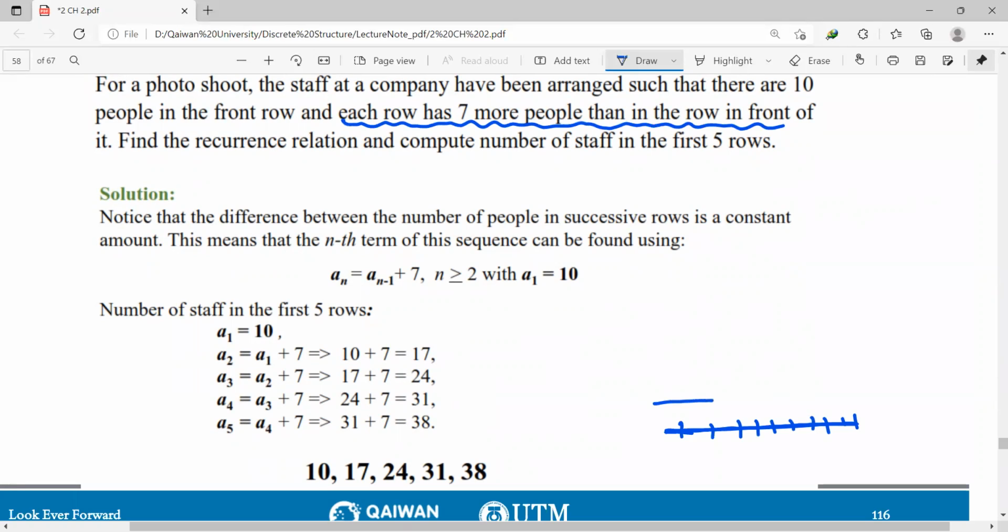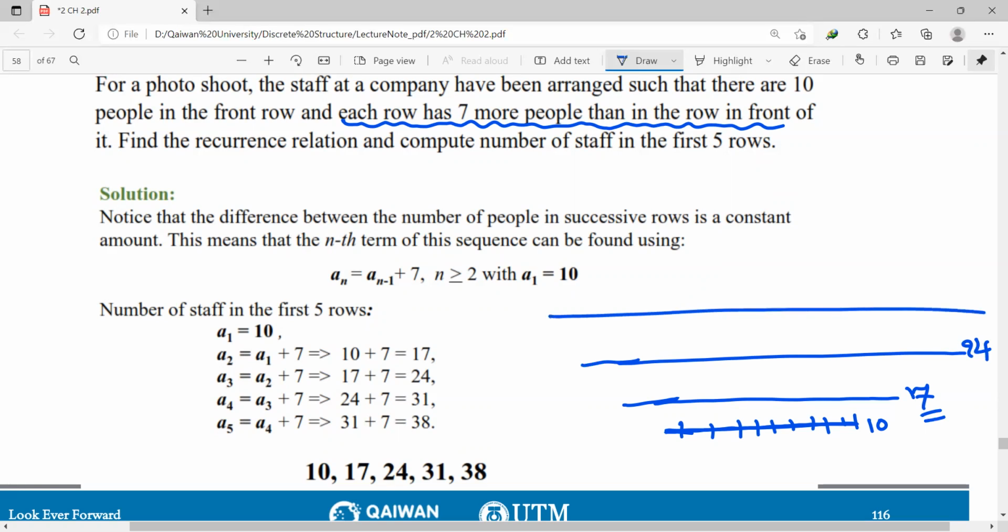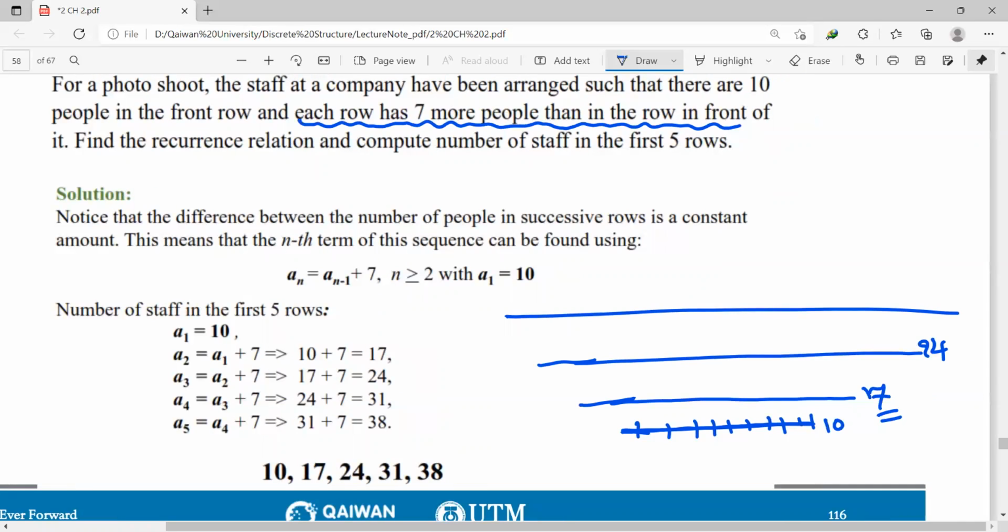That means in the second row, we have 17. In the first row, in front, we have 10 people. In the row after, we have 17. How about the later one? The next one is we have 7 more from this one, which is 24. And then for this one, we have 7 more, is 31, and so on.